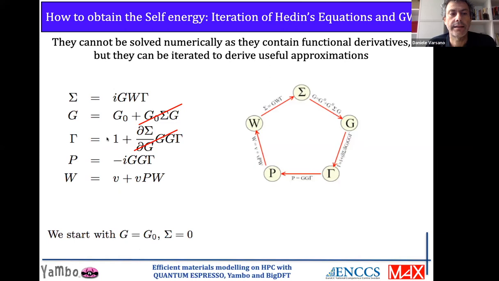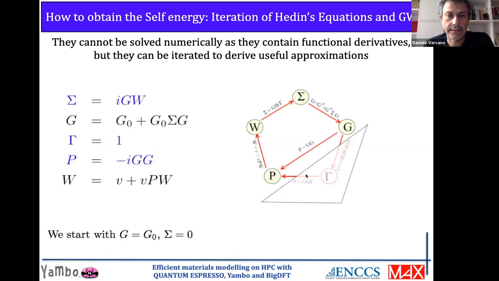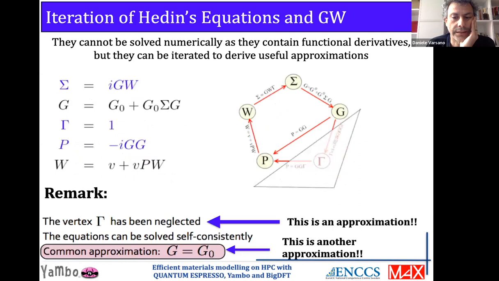Iterating now, neglecting gamma, we arrive at this set of equations where the sigma, the self-energy, is exactly the GW, hence the name of the GW approximation. So we arrive at the sigma provided by GW. The Green function is a Dyson equation, depending on sigma. The W is a Dyson equation for the screened potential, and the response function, the polarization, is given by this expression dependent on the Green functions.